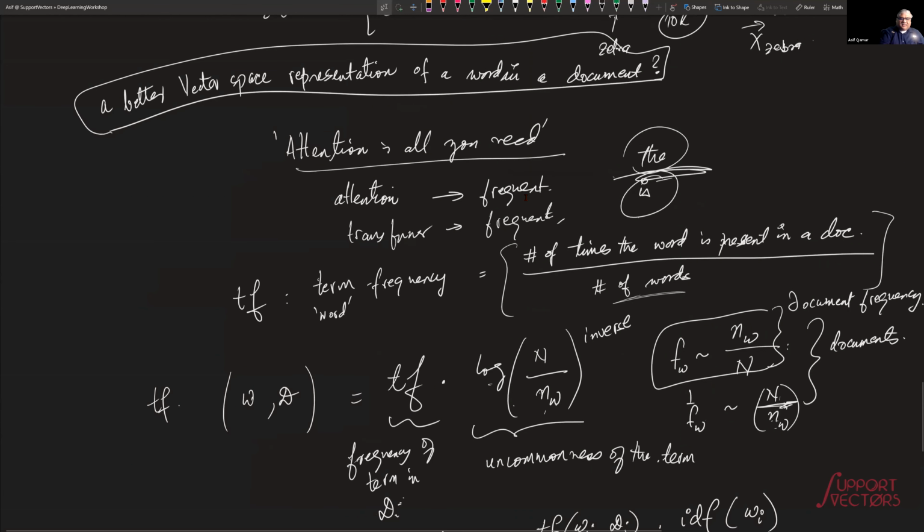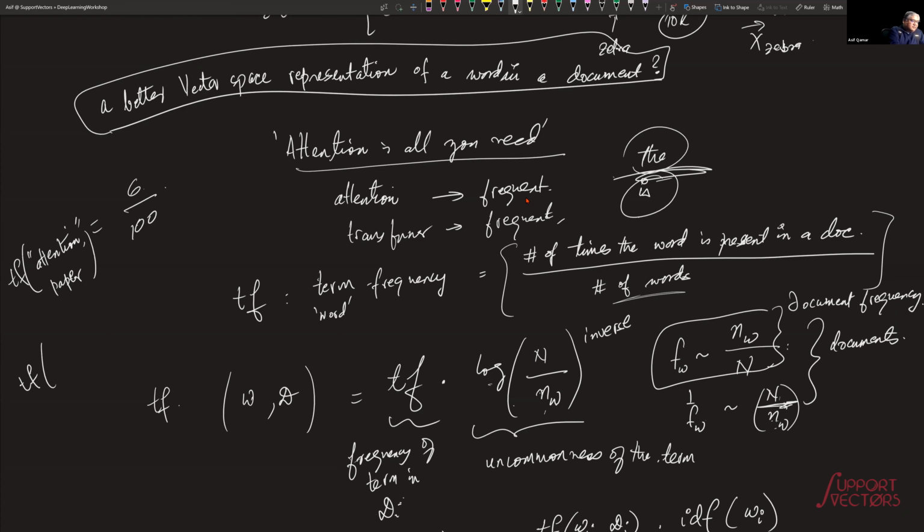What will happen? Let us say the word attention happens 6 times and there are 100 words in the document. So what is your term frequency? The term frequency of the word attention in that paper is 6/100, right? Remember, the word may have entirely different frequency in other documents, but in this document it is that.